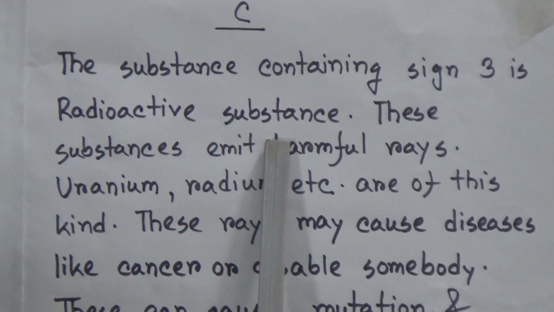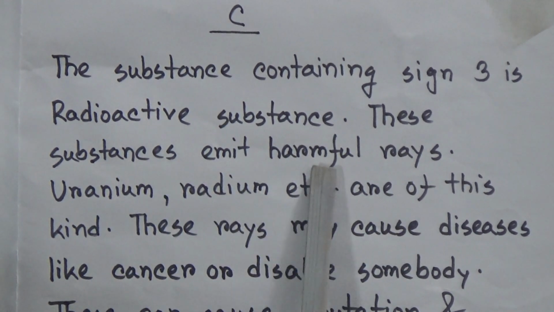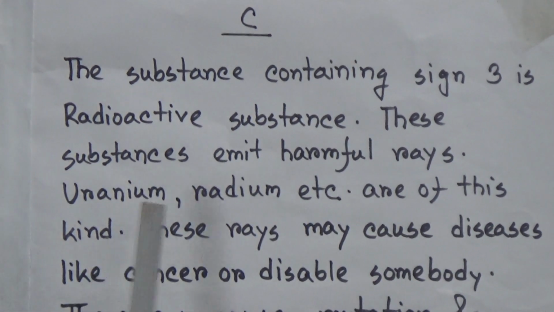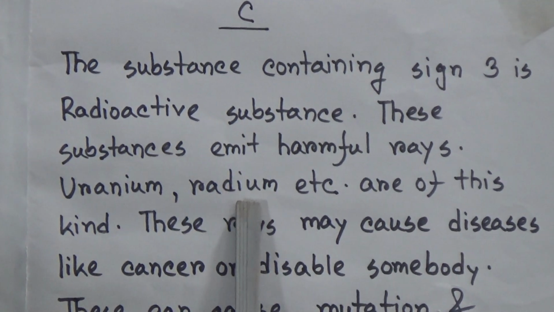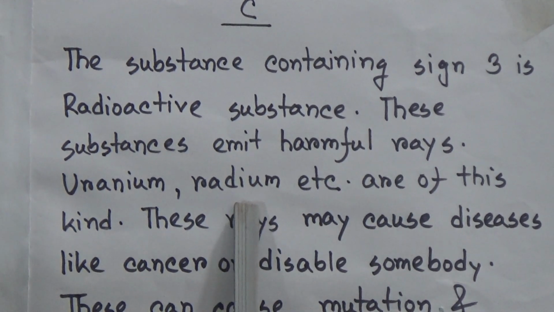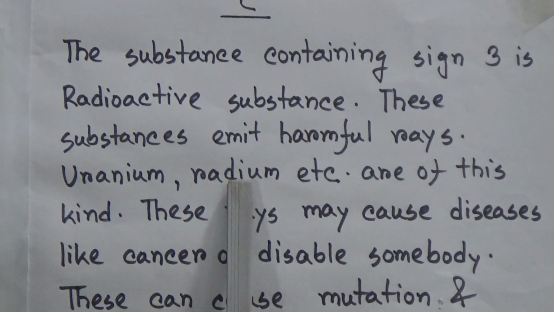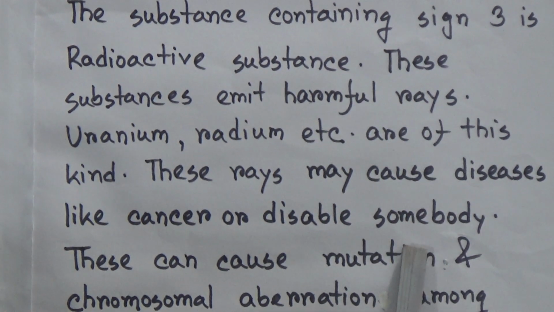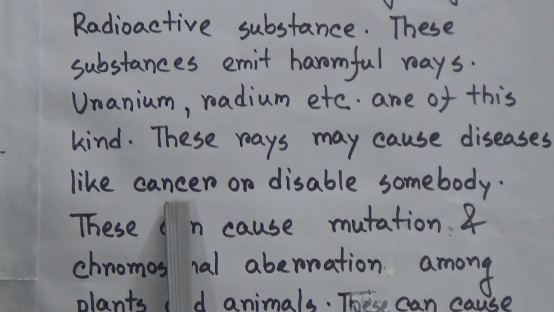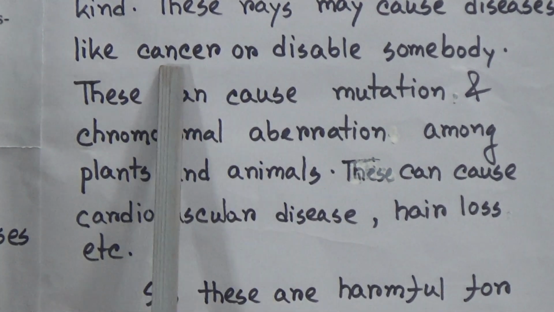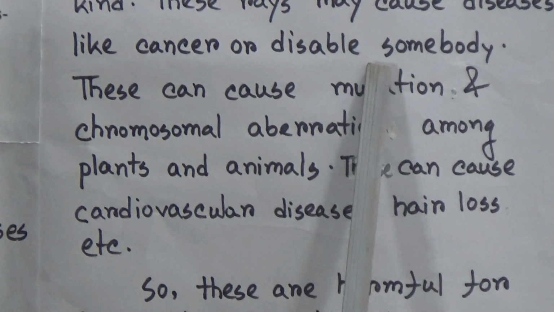Let's see, the substance containing sign 3 is radioactive substance. These substances emit harmful rays. Uranium, radium etc. are of this kind. That means uranium and radium are radioactive substances, and from these different kinds of rays, alpha, beta, gamma, especially gamma ray, can be emitted. These rays may cause diseases like cancer or disable somebody. Also in cancer treatment this radioactive substance is used, but it is one of the main causes of cancer and it also can disable somebody.